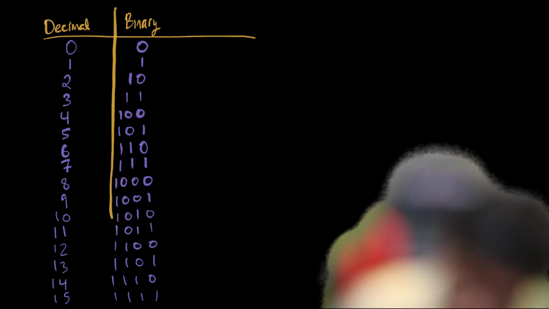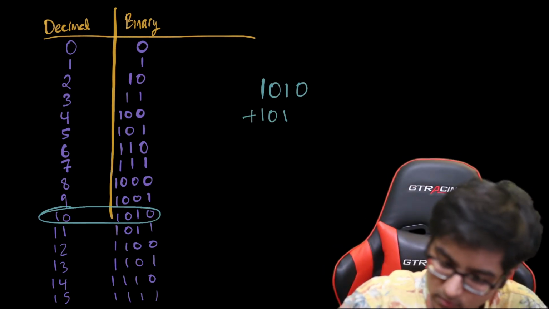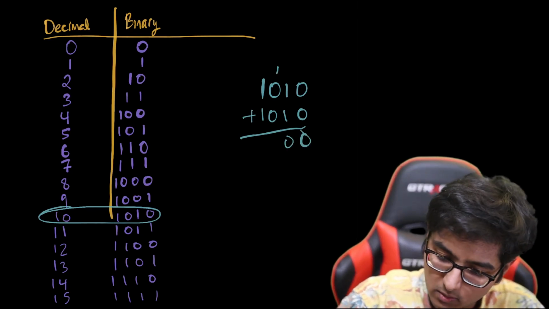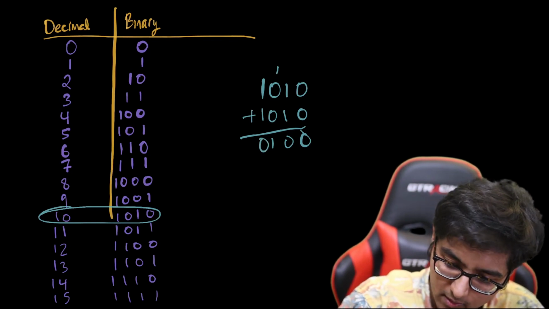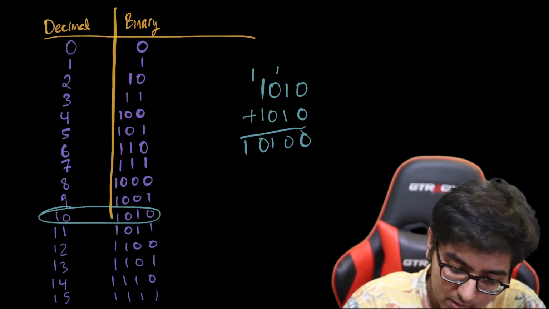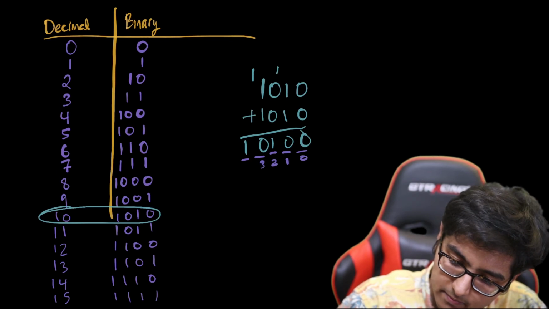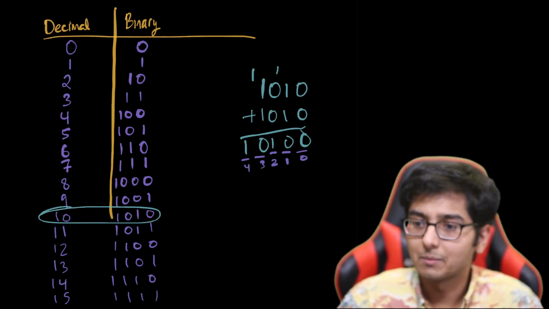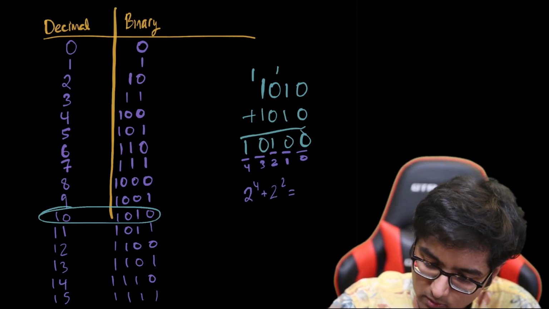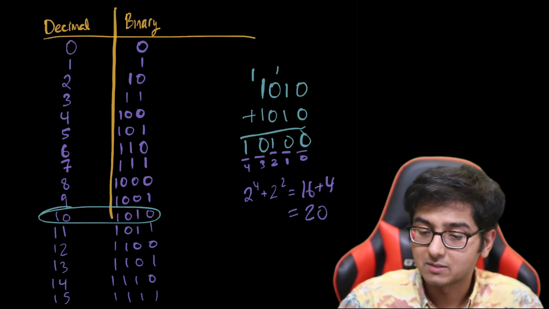Let's try that. So 10 is 1010. 1010 plus 1010 gives me 0. 1 plus 1 is 0 with a carry of 1, so 1 goes over here. 1 plus 1 is 0 with a carry of 1. And now this number should be equal to 20. What's really nice about this is I can actually double check my work. If I were to convert this number back to decimal, I would get 2 to the power of 4 plus 2 to the power of 2, which is equal to 16 plus 4, which is equal to 20. There you go. So my addition was definitely correct.